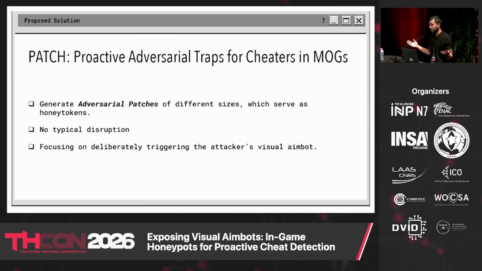Now, from the attacker's point of view, it's working completely fine. They have this amazing visual aimbot that detects these opponents. So they have no reason to think that it will detect something else. However, if we can develop these patches and find multiple occurrences of this behavior, we can accurately classify the presence of a visual aimbot cheater.